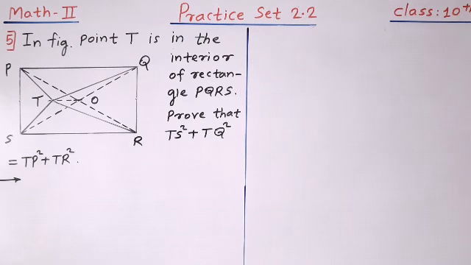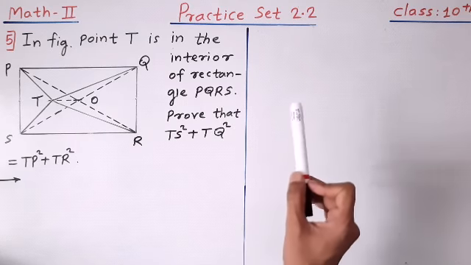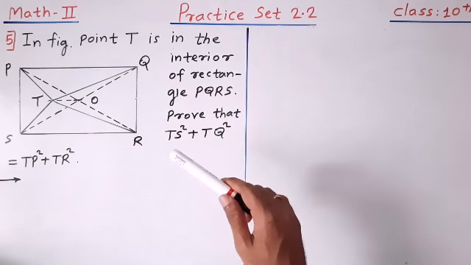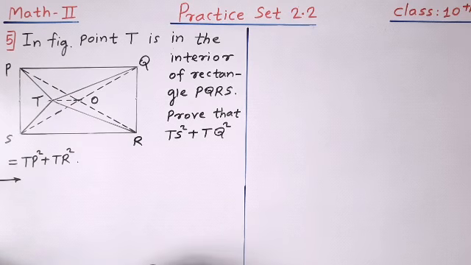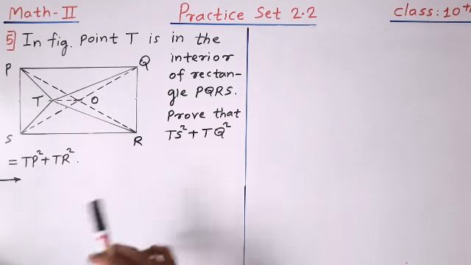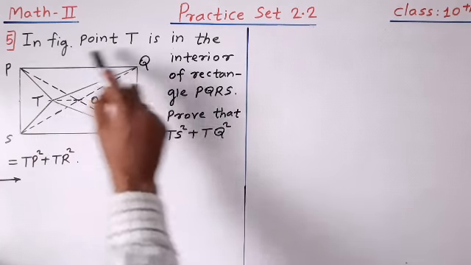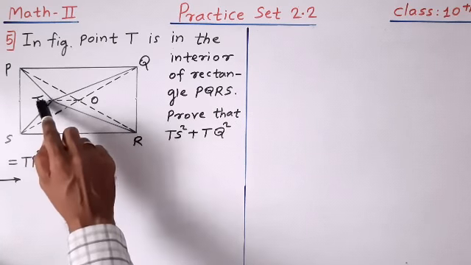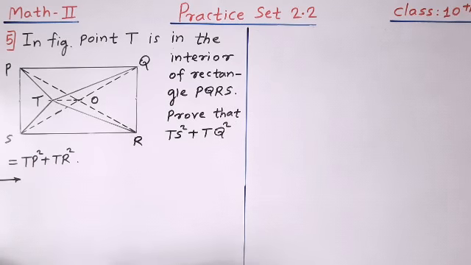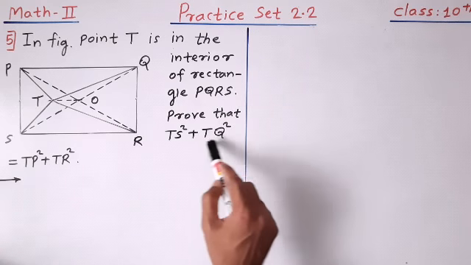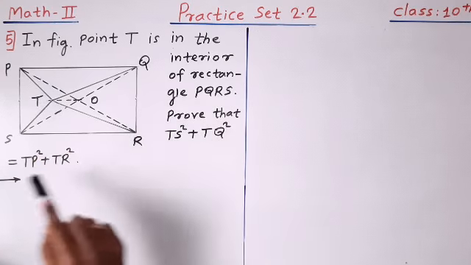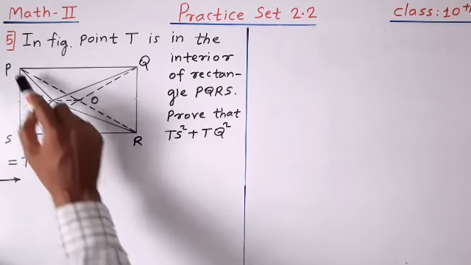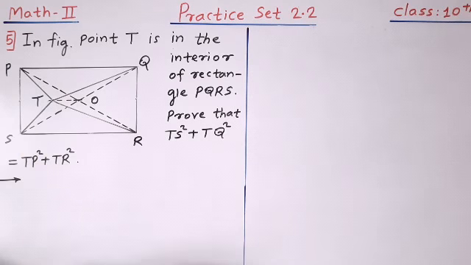In the earlier video we studied practice set 2.2. Some examples were there. Now in this session we are going to study example number 5. In the figure, point T is in the interior of rectangle PQRS. See, here is a rectangle PQRS and point T is in the interior of the rectangle. So we have to prove that TS square plus TQ square is equal to TP square plus TR square.